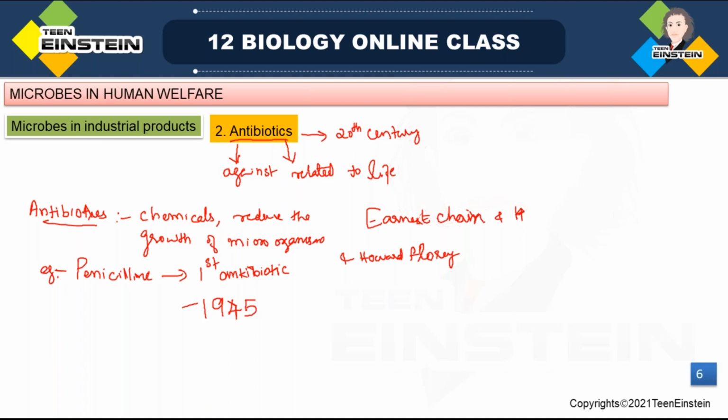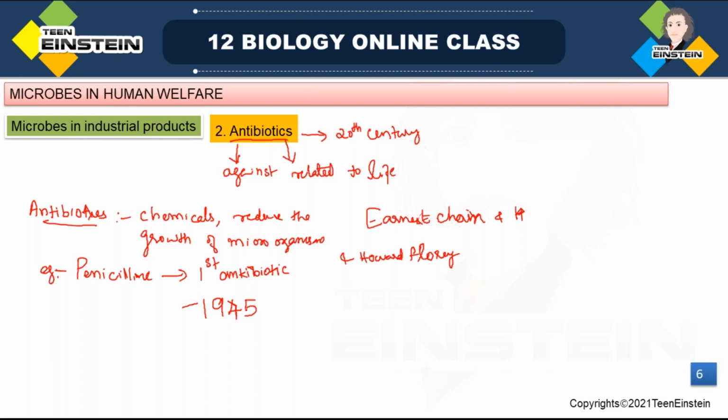So what do you mean by antibiotic? Anti means against. Biotic means related to life. Antibiotic means against life. Antibiotics are chemical substances produced by microbes, and those chemical substances can kill or reduce the growth of other disease-causing microorganisms. The example is penicillin.